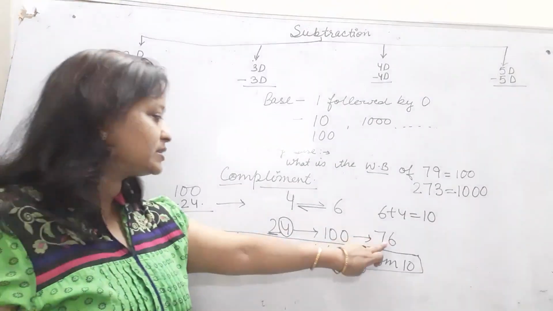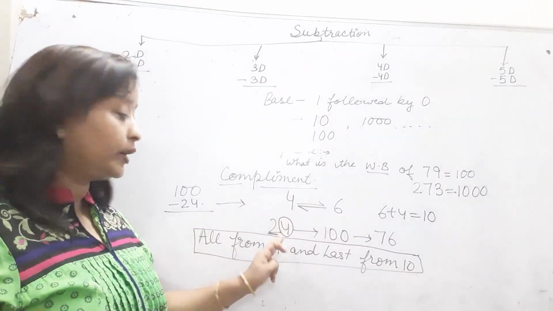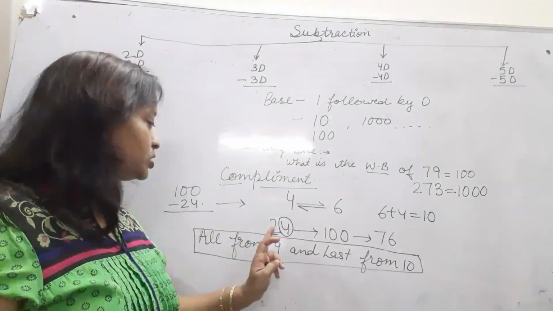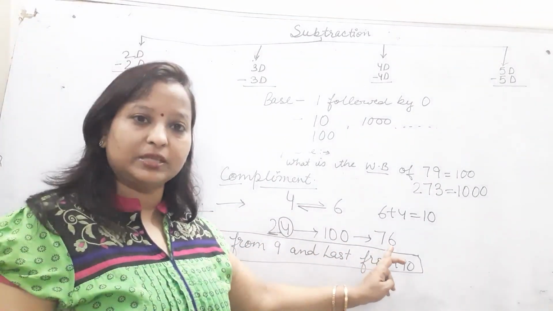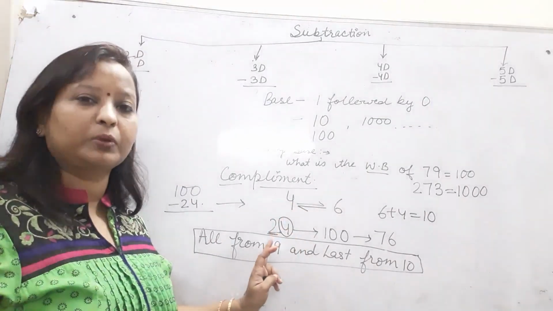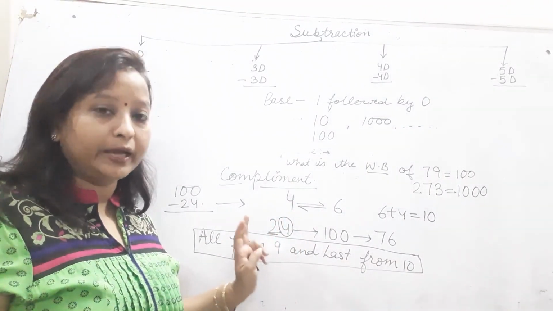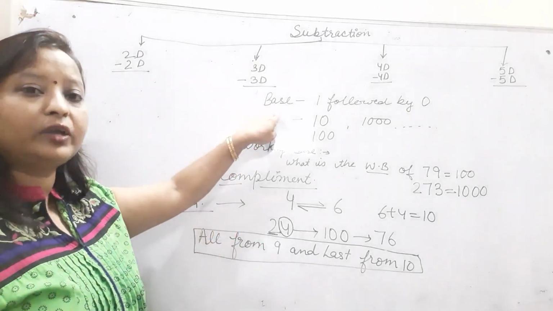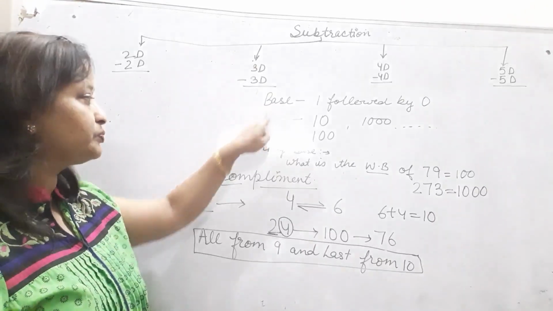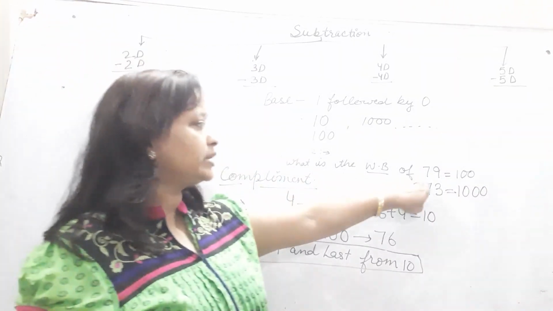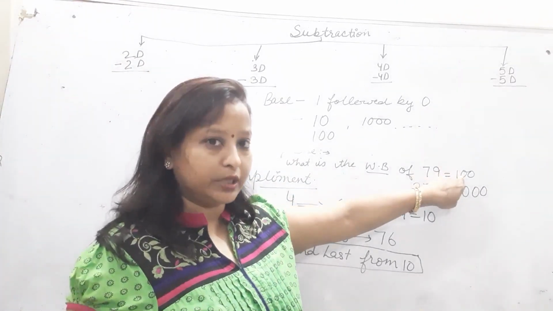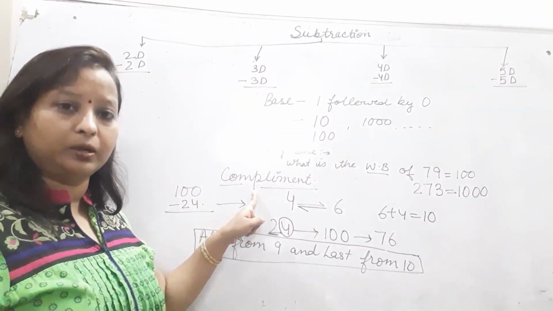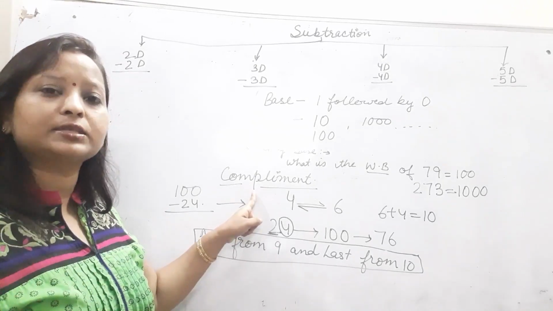If you add 76 in 24 or you add 24 in 76, you will get 100. It means 24 is the complement of 76 and 76 is the complement of 24. I think it is very clear. Again I am going to revise. Base, 1 followed by number of zeros. Working base, number of digits should be equal to number of zeros. Complement, what I add in the given number to get its nearest base.